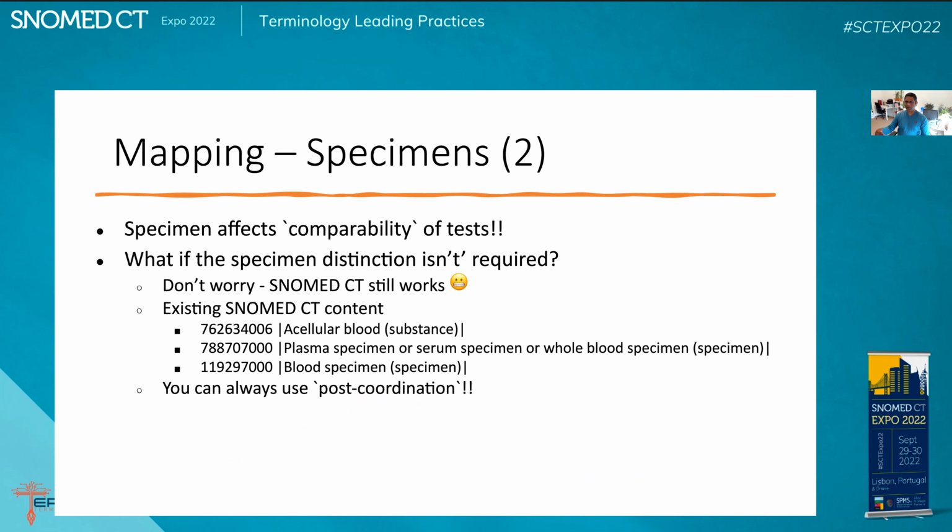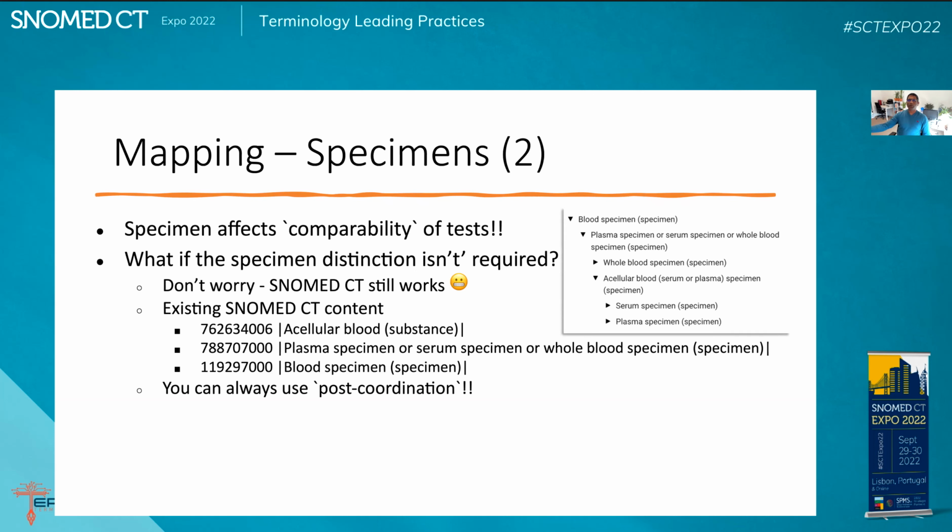So continuing with specimens. If you ask anybody in the lab, they'll tell you the specimen is absolutely important because it determines whether two tests are comparable and can be plotted on a screen. But what if you don't need to make this distinction, right? So this is the second use case. And if you don't need to make this distinction, what we found was that SNOMED still works. In the previous case where you had plasma and serum separately, that's cool. But what if you didn't have it? It's still cool because there are existing specimens that are what you might call grouper specimens that exist in SNOMED. So those are examples. And here are some examples on the screen as to what these would look like.